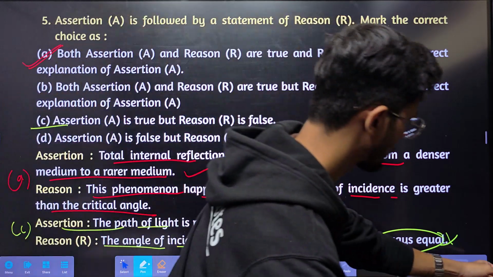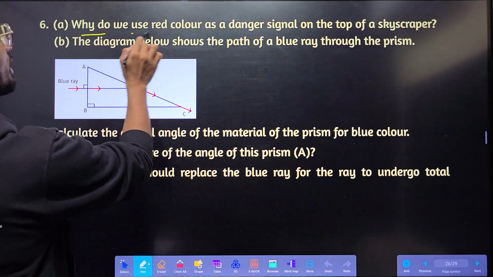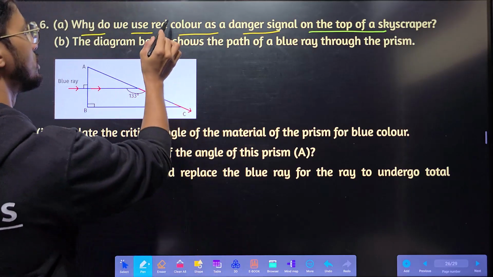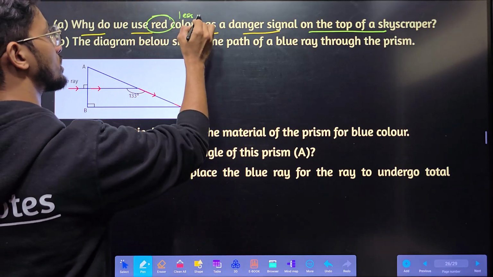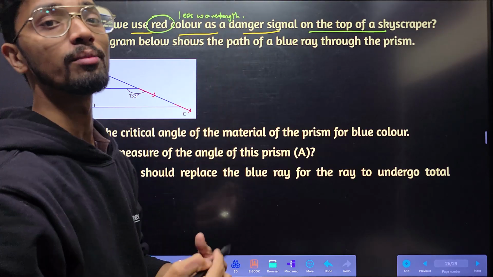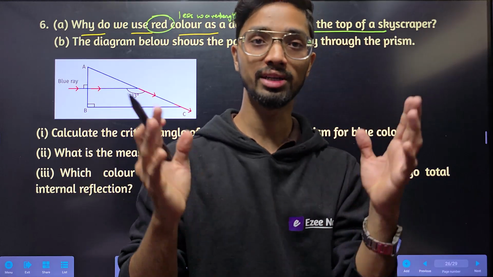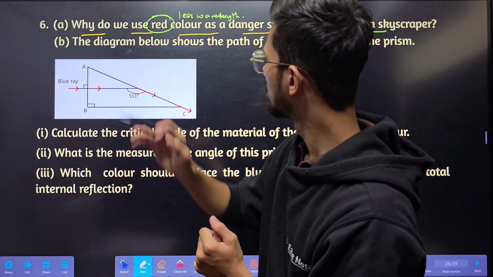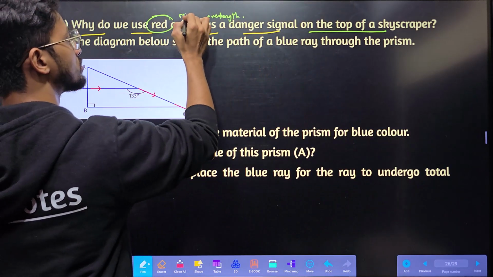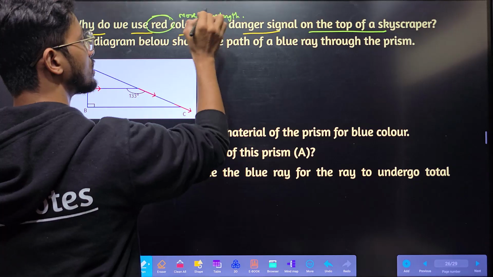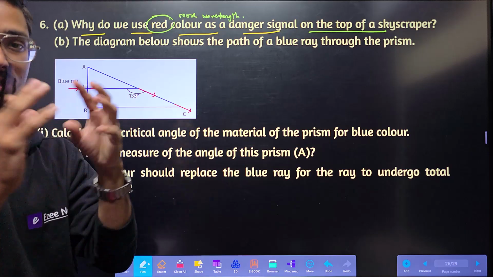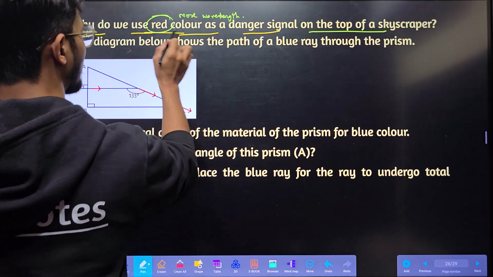Okay. Next. Why do we use red color as a danger signal on the top of a skyscraper? Because red has more wavelength. Because of more wavelength, it will scatter less. So it can be seen from far away as well. Because it's not scattering, that's why we use a red color for signals.